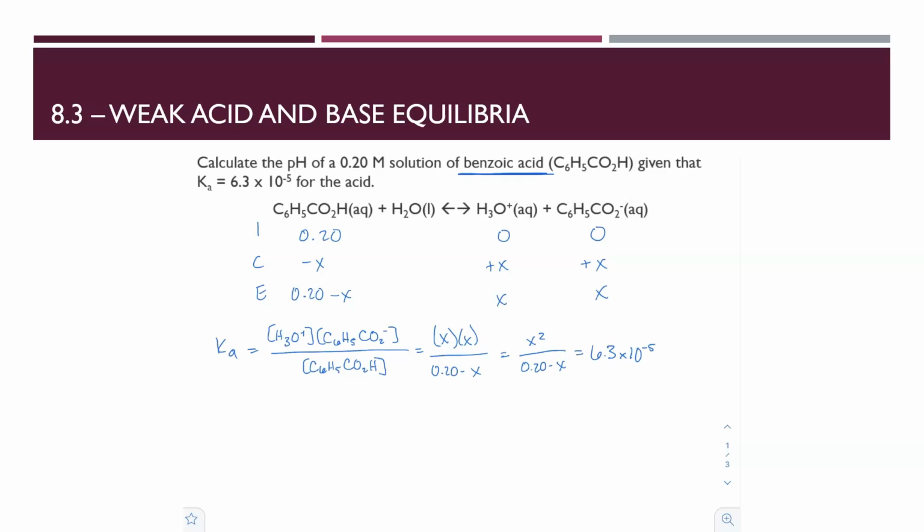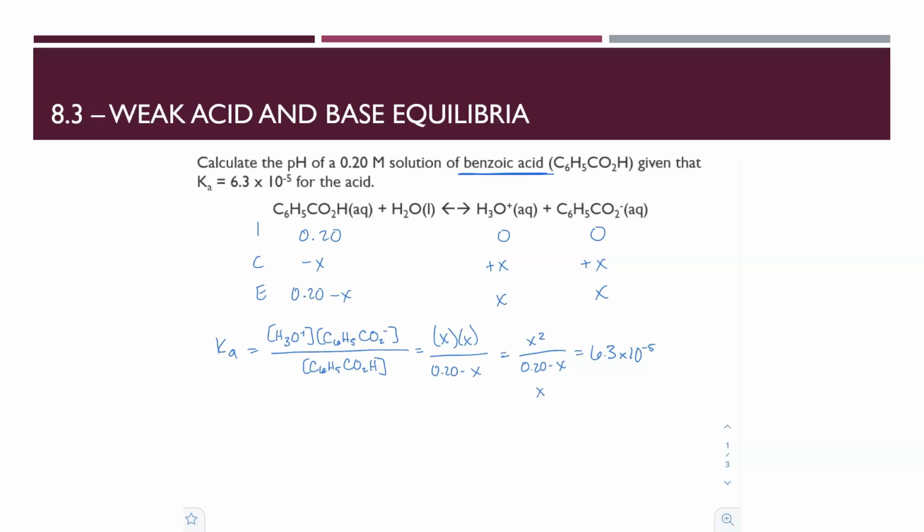The other thing we could do is look at the magnitude of Ka. Ka is really, really small. We know that because it's times 10 to the negative fifth. So because it's a really, really small value, there isn't going to be a significant decrease in the concentration of the benzoic acid. A really small Ka means that the equilibrium is going to favor the reactants over the products. So it's going to favor the benzoic acid over either of the ions.